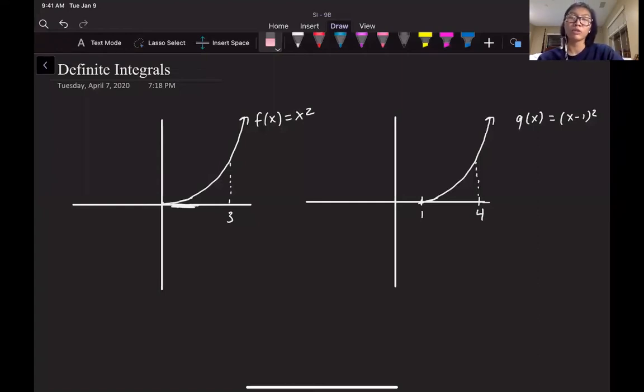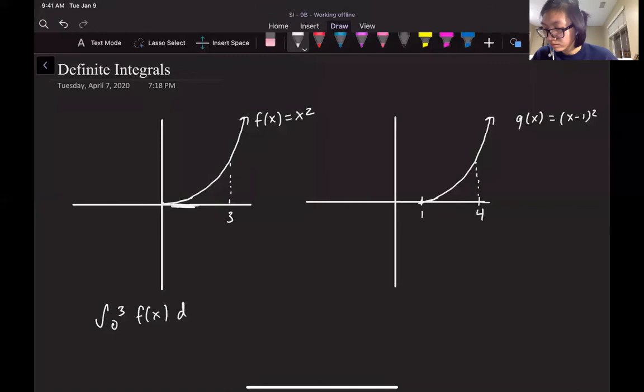Let's say for this question, I am given that the area under the curve between 0 and 3 of f of x is 6. What that means in math language is the definite integral from 0 to 3, because that's what area under the curve is, of the function f of x, is equal to 6. So this area right here in the red is going to be equal to 6.